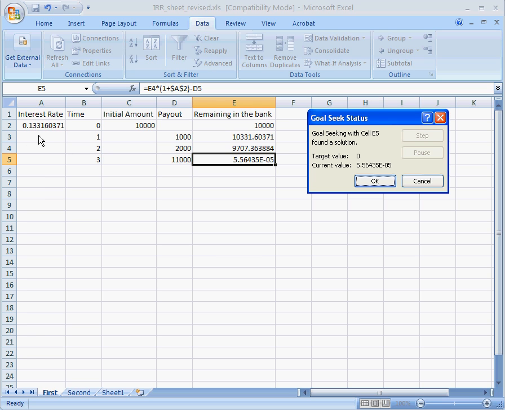That's the interest rate you'd have to earn there. And if you look at this carefully, you may notice it looks a little strange to you. That 5.56e negative 5, that's saying it's 5.56 times 10 to the negative 5th, which is really Excel or calculator speak for 0. So it got as close as it could to 0. This was not an error. Excel can't make it any better due to rounding. If there had been an error, it would actually have told you that.